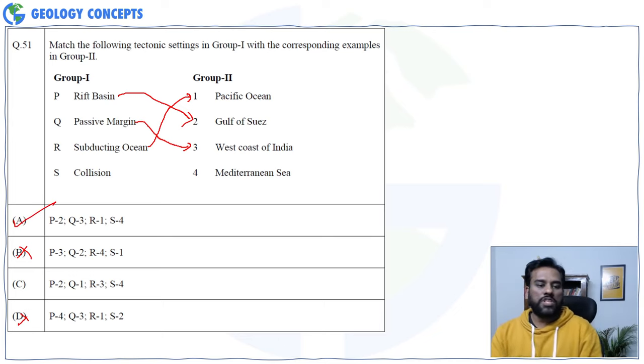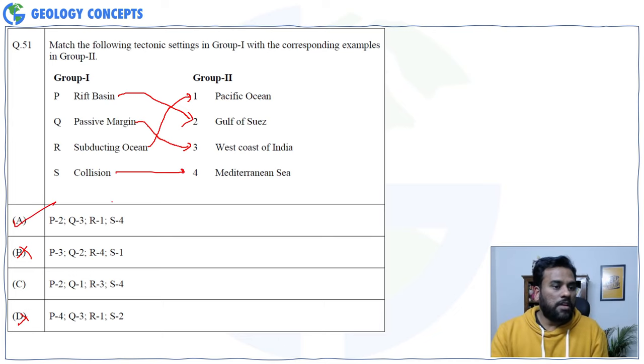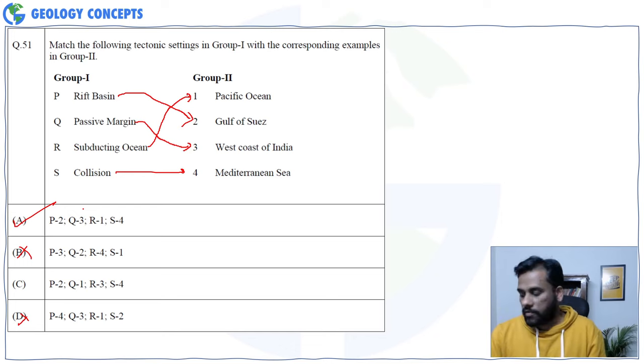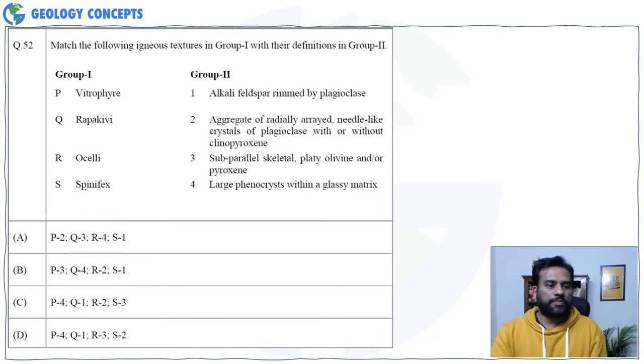Okay, collision will be Mediterranean. So R1 S4.